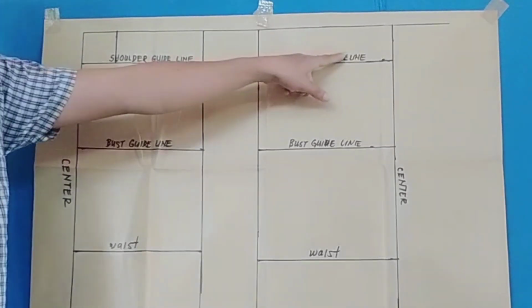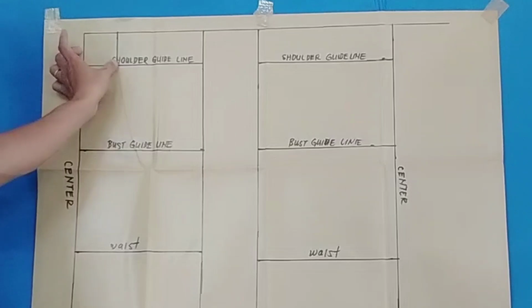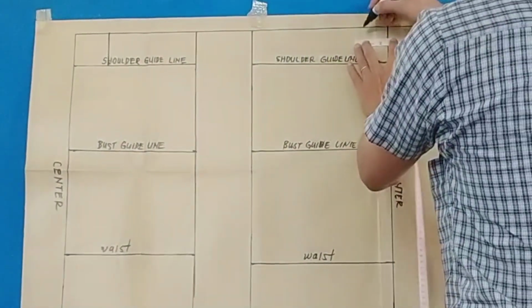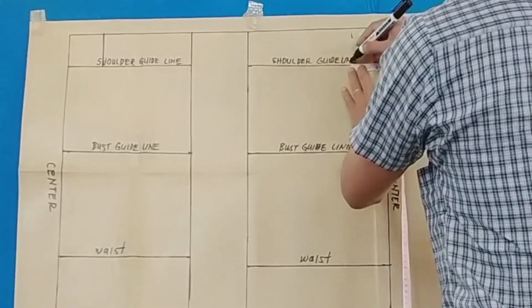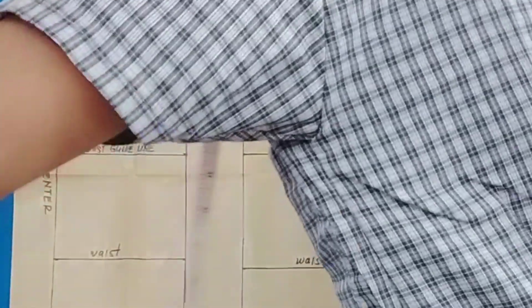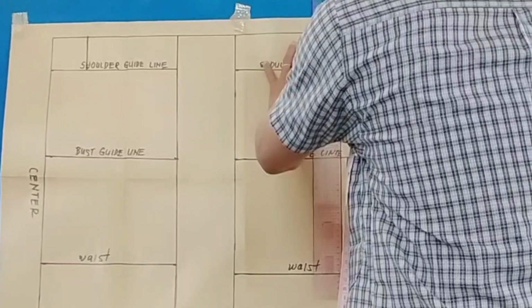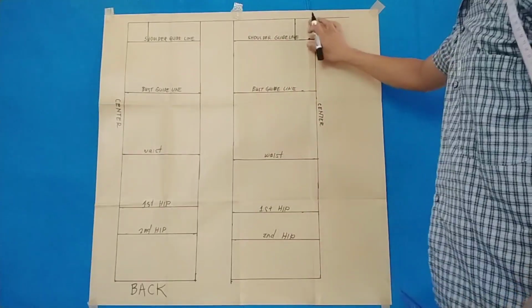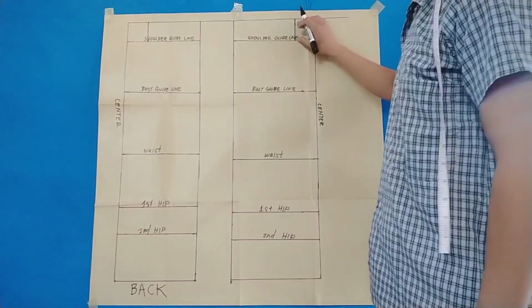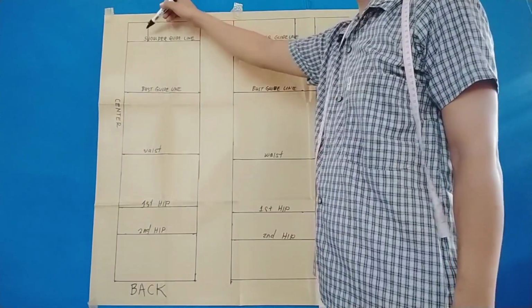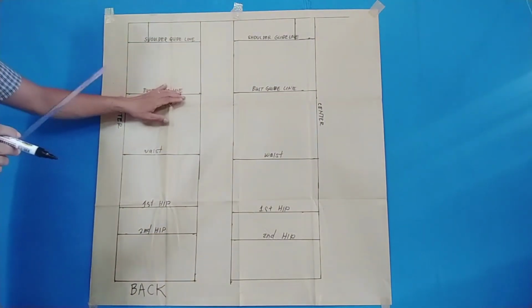So ganun din dito sa front, kung ilan yung ginawa mo dito na 2.5 or 6.5 of a centimeter, ilalagay din natin dito para sa kanyang front. So this will be the neck guideline for the front blocks, and this will be the neck guideline for our back foundation block.